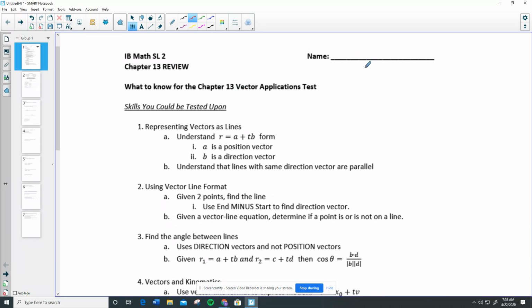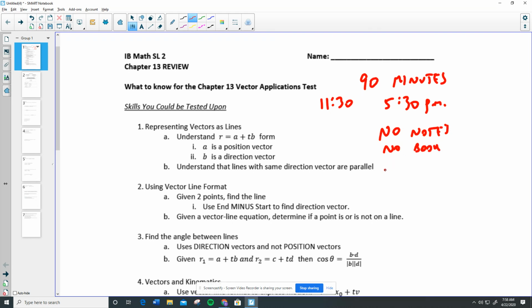All right, so the test on Friday, I'm giving you 90 minutes. I'm going to post it at 11:30, and as long as I get it back from you by, let's say, 5:30 p.m., then it's timely. So you choose the 90-minute block you want to do the test in whenever you want. It is no notes, no book, no internet, none of that. You're expected to do it with just the test.